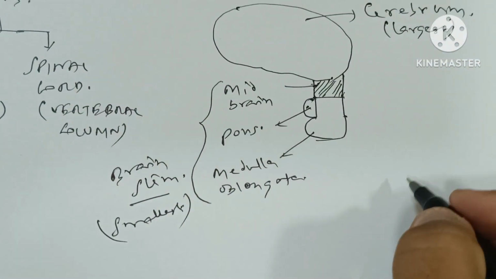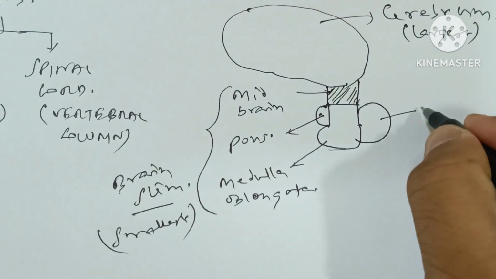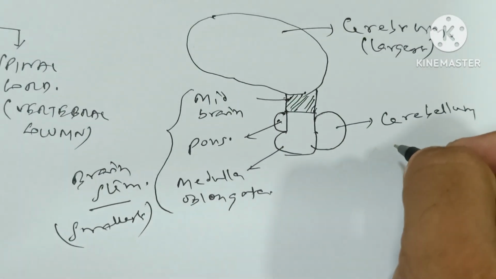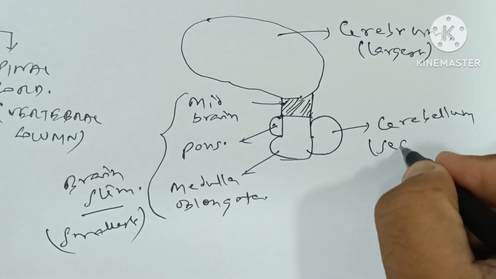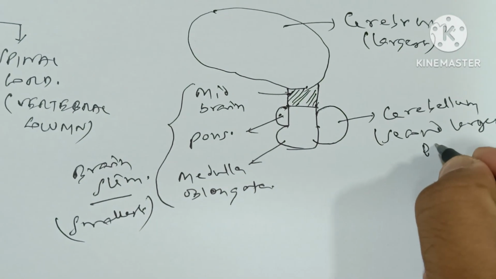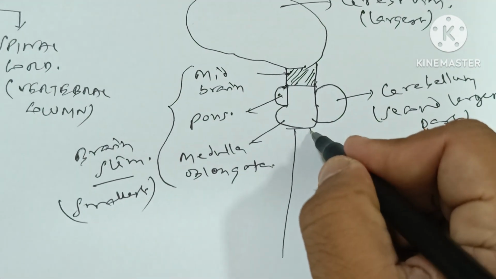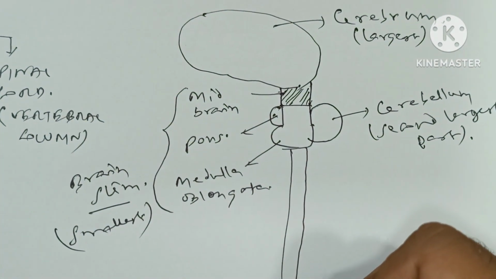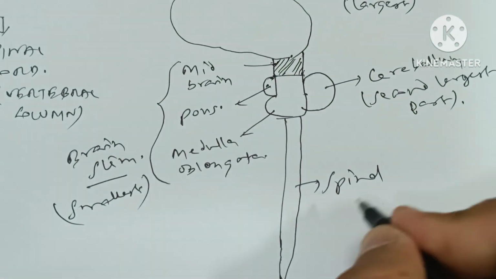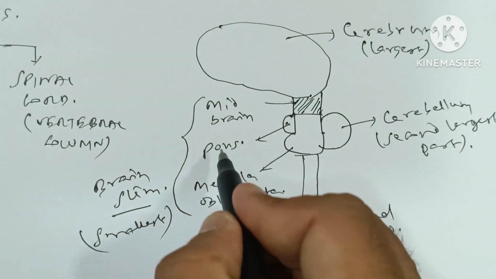Now, what is the second largest part? There is another part called the cerebellum. This cerebellum is the second largest part of the brain. Here comes the spinal cord. The spinal cord is not a part of the brain. The brain is up to this.